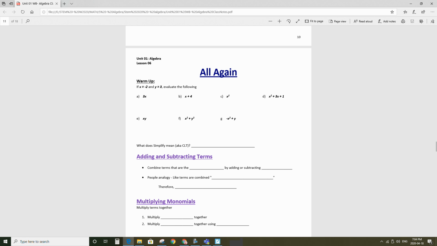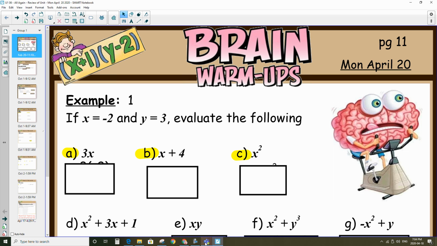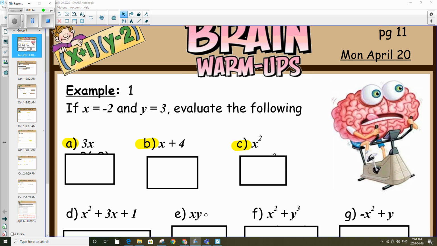So let's get back to the slides. All right, so first example is asking you to evaluate, and we are given values for x and for y. So depending on what the question is asking, you're going to use those letters. So I'm going to do examples A, B, and C. D to G I'm not going to do. Some of these have y's down here. The ones I'm doing just require the x part.